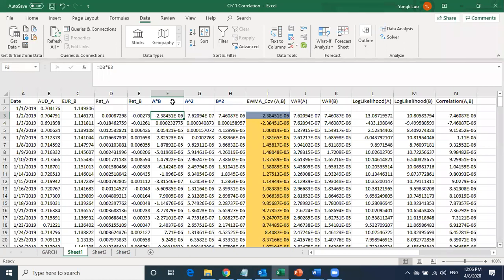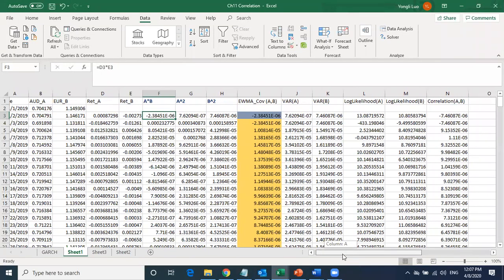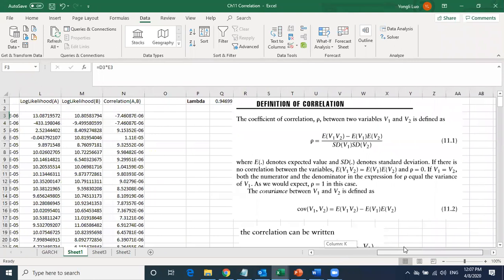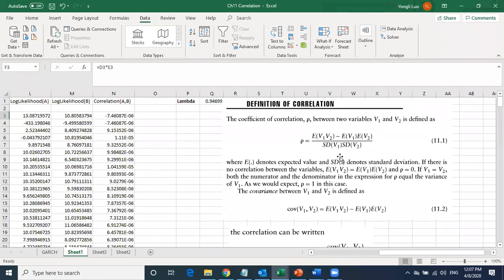So the covariance of return, and then you square the return. Remember, you square the return. This is called the variance of stock A. The square of the return is the variance. So variance, variance, covariance. When you want to have correlation, you know the variance and covariance, so how do you get the correlation? This is how you calculate the correlation.